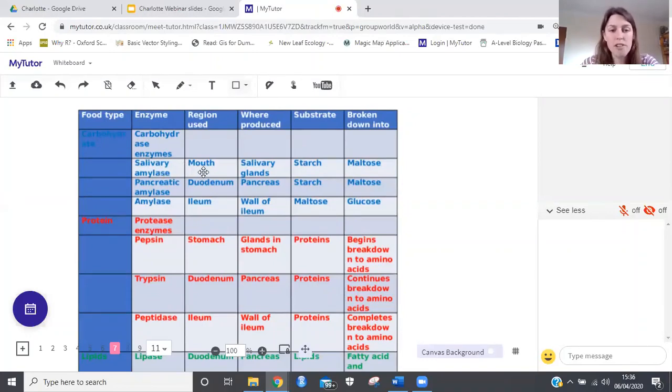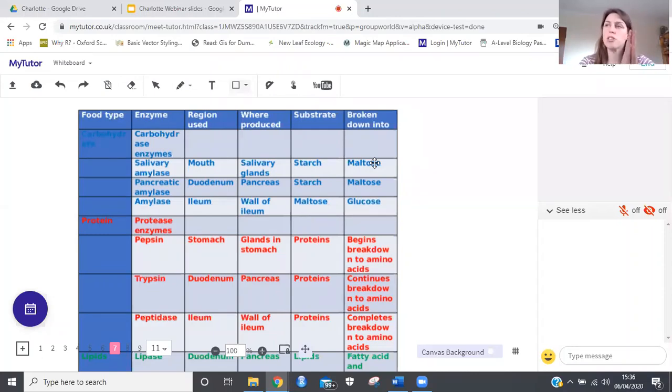Salivary amylase is produced in the salivary glands and works in the mouth. It breaks down starch to a two-sugar compound called maltose. So it starts to break down the starch, but it doesn't quite get as far as glucose. Then pancreatic amylase works in the duodenum, part of the small intestine. That's produced in the pancreas, and it breaks down starch to maltose again, so it continues.